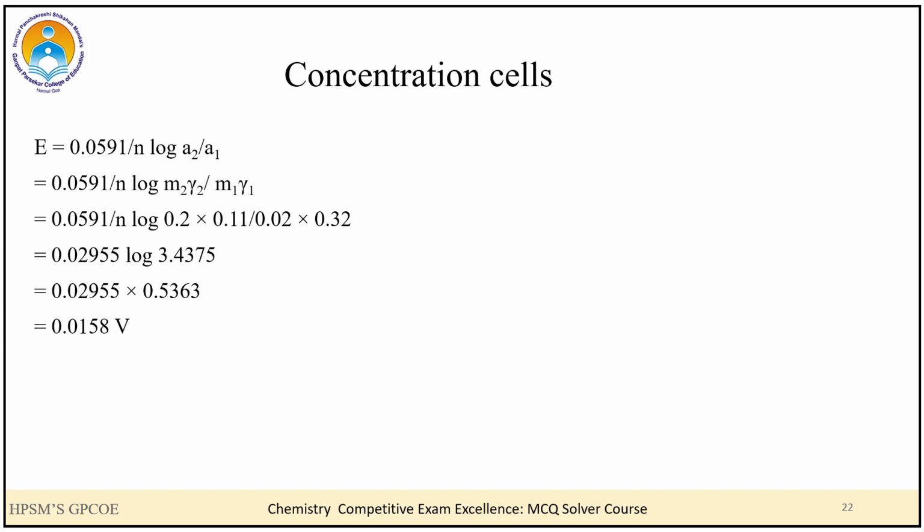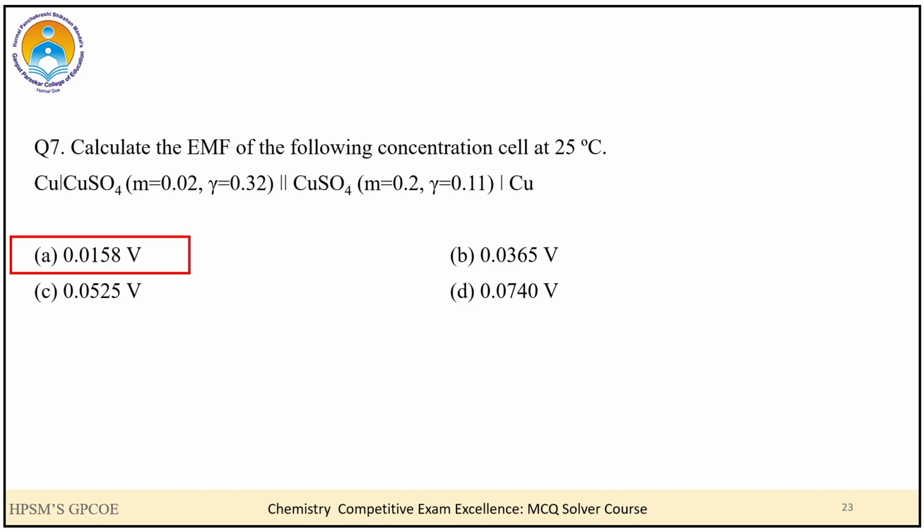This problem is based on concentration cells. If you use the formula E equals 0.0591 divided by n into log of A2 divided by A1, wherein A2 stands for M2 gamma 2 and A1 stands for M1 gamma 1. Substituting the values, we get 0.02955 into 0.5363, which gives us a final value of 0.0158 volt. Thus, option A is the correct answer.